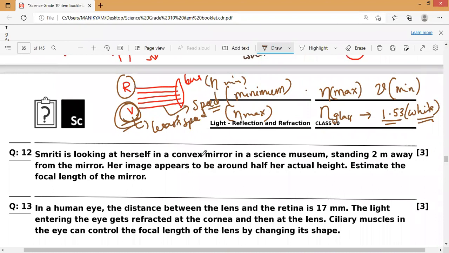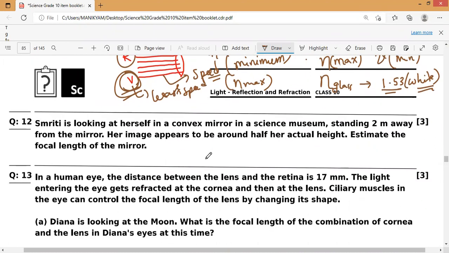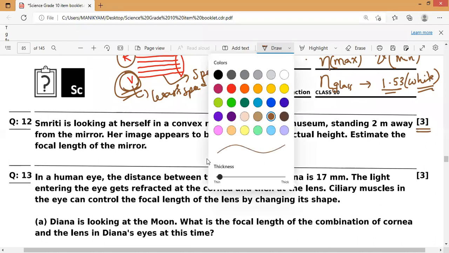So please read very carefully and answer it in a very perfect manner, because how many marks is this question? Check it here. 3 marks. So at least 3 points should be there.